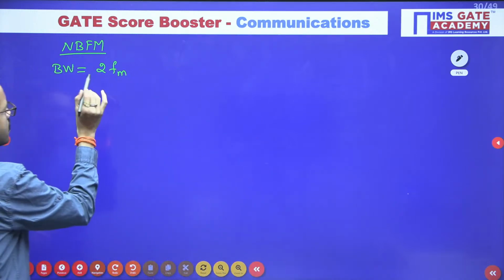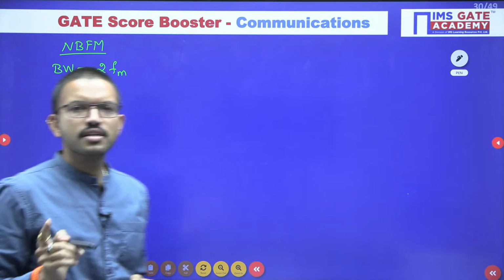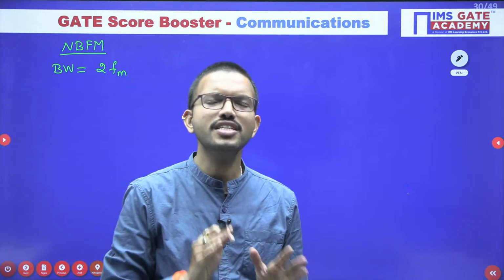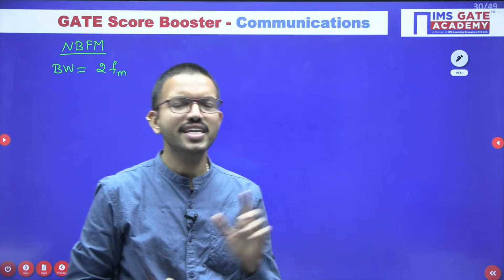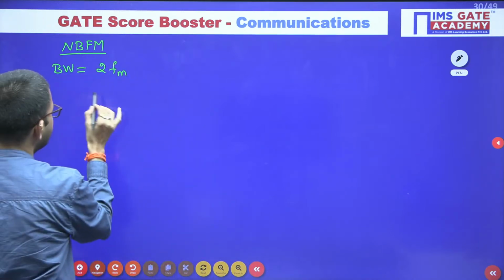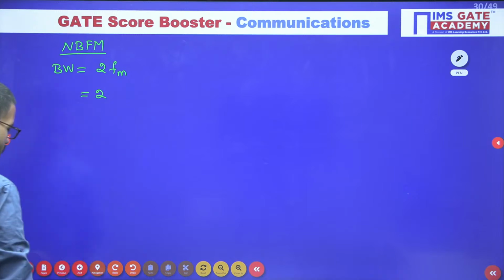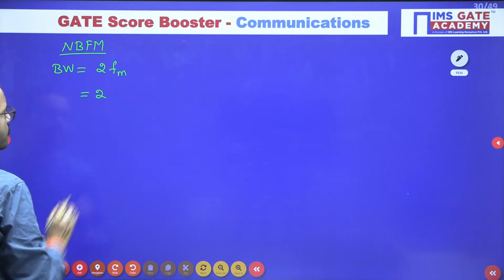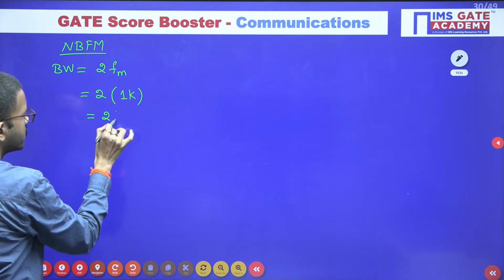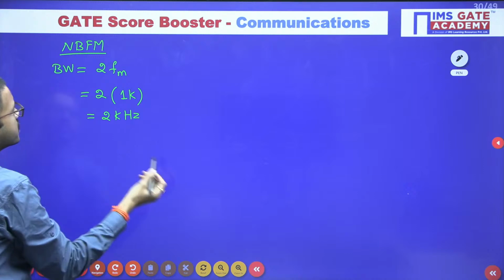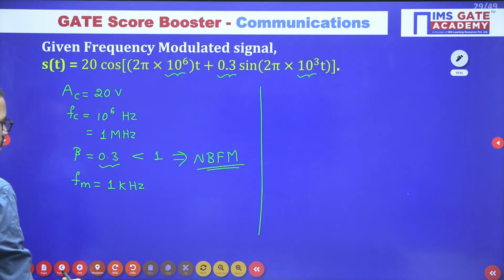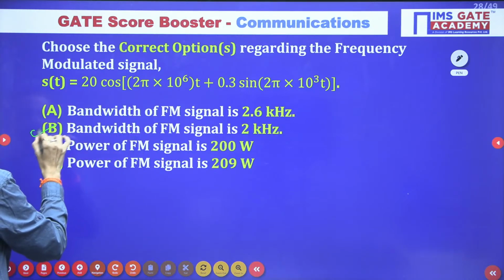So the bandwidth is nothing but 2 FM. That means regarding narrow band FM and regarding AM signal, the formulas remain the same for bandwidth and for power required for transmitting the signal. Okay, so bandwidth equal to 2 into FM. Here FM value is 1 kilohertz, so that means you get 2 kilohertz. So 2 kilohertz is what you have in option B.